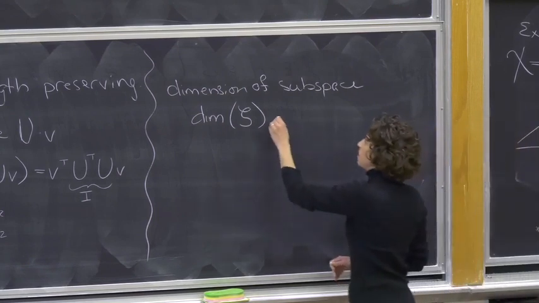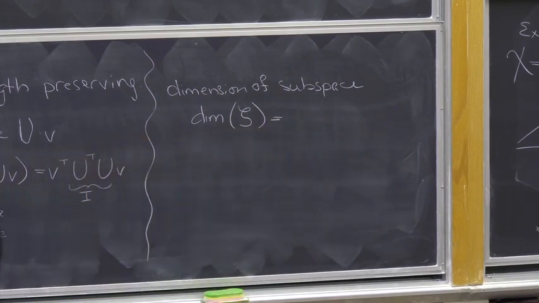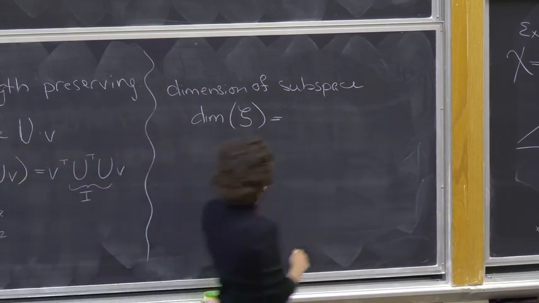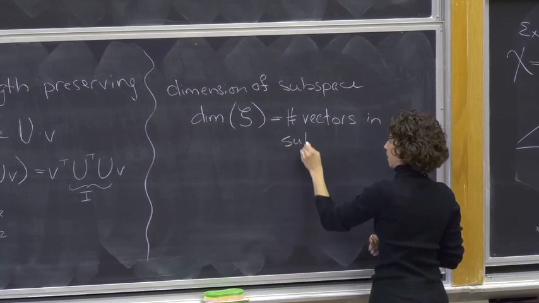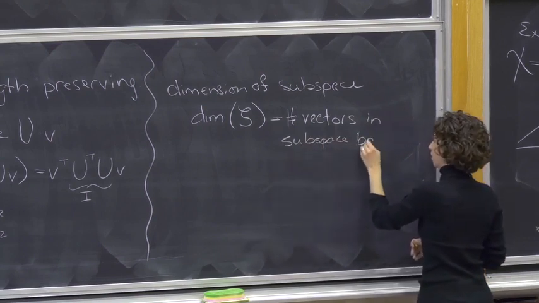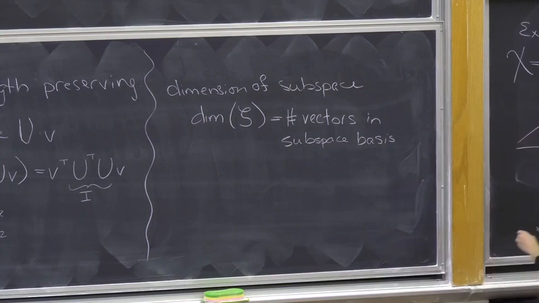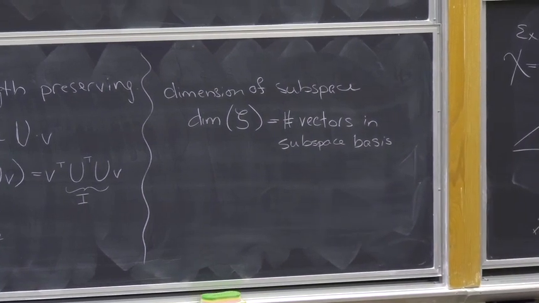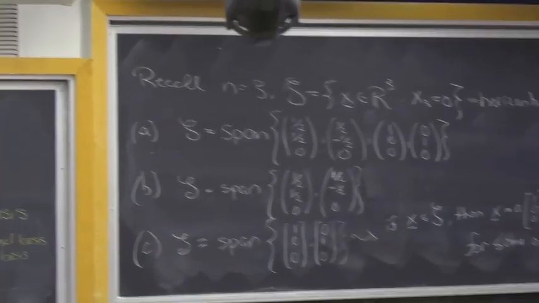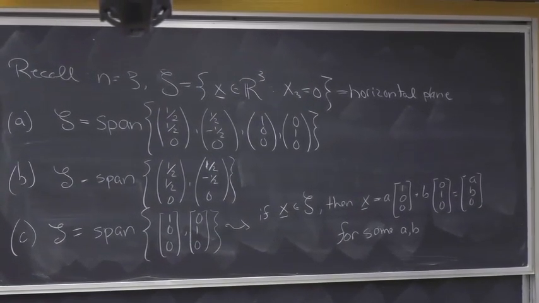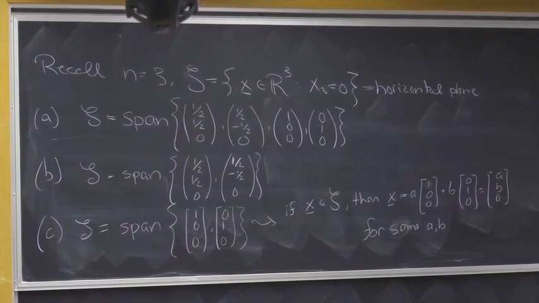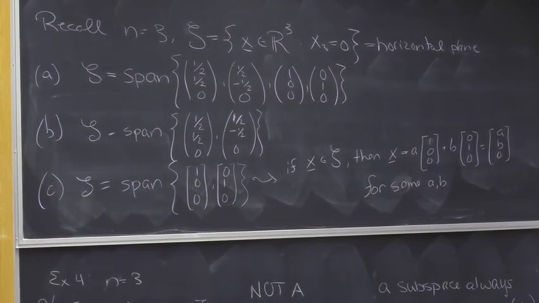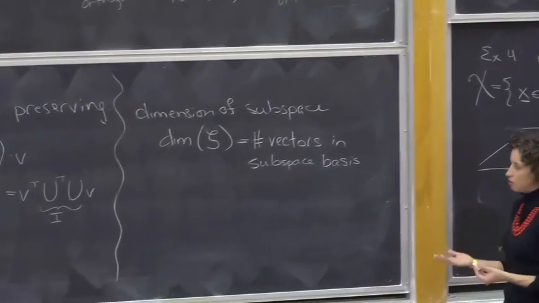More broadly, the dimension of the subspace is going to be equal to the number of vectors in the subspace or a subspace basis. So up here, for instance, we had this horizontal plane example. All the points were in 3D, but because we constrained the third coordinate to always be equal to 0, and so we were just in this horizontal plane, we only needed 2 basis vectors, even though we were in 3D space. And so the dimension of that subspace is equal to 2.